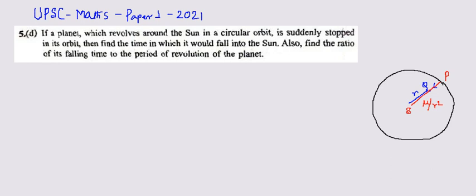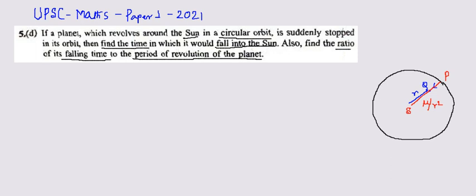Okay, so what the question is saying: if a planet which revolves around the sun in a circular orbit is suddenly stopped in its orbit, then find the time in which it would fall into the sun. Also find the ratio of the falling time to the period of revolution of the planet. So you have to find these two things. This is question number 5D of Section B.